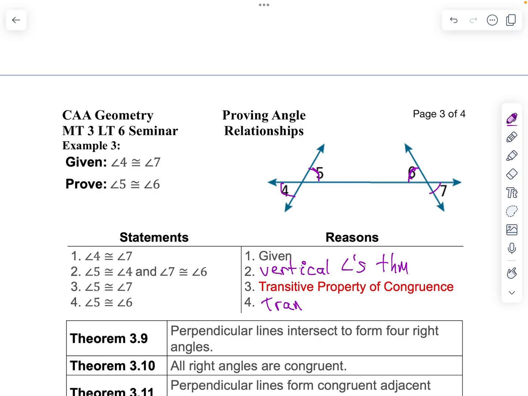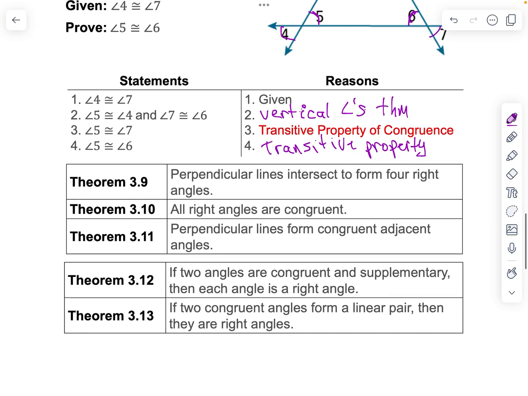Transitive property occurs quite often. We like to use that one. And since we're saying congruence, we're going to say congruence.